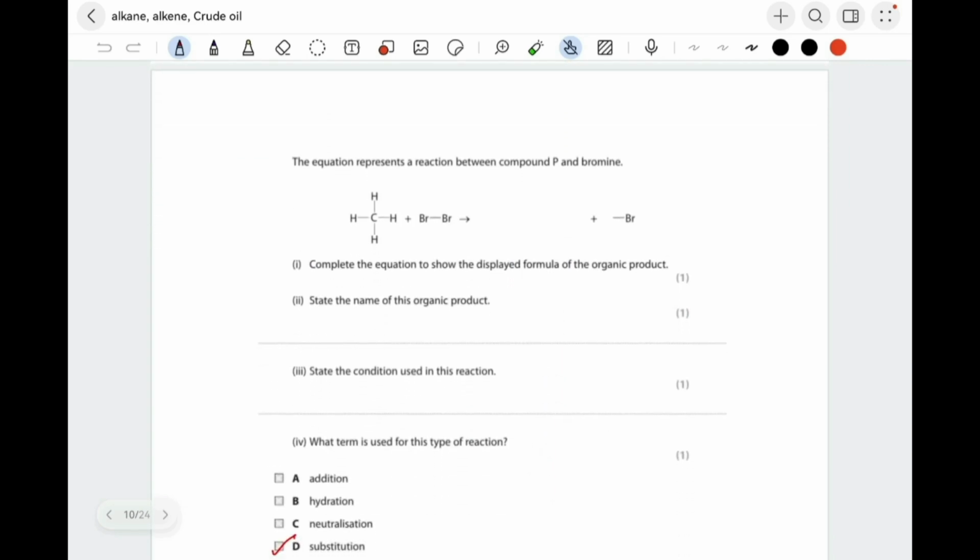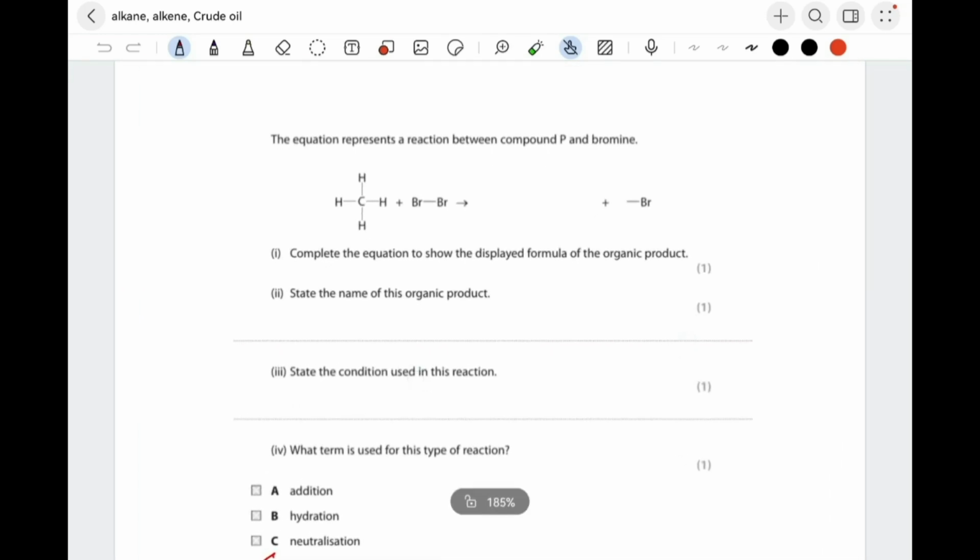Question 2. The equation represents the reaction between compound P and bromine. Okay, this reaction is methane with bromine. So we know this is a substitution reaction. Remove this hydrogen and bromine part and write the remaining answer. So the displayed formula would be CH, H and Br, and this H is here. We have completed the displayed formula. Name the organic product. This is bromomethane.